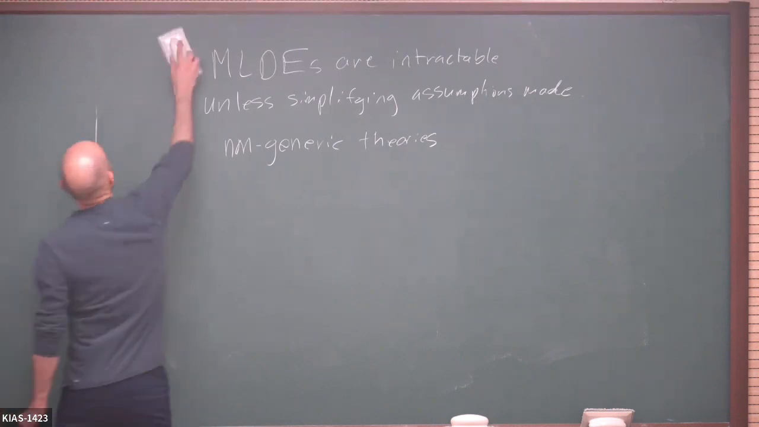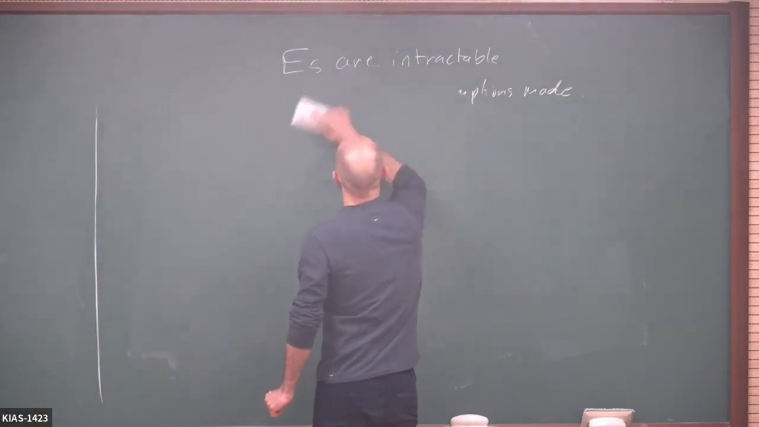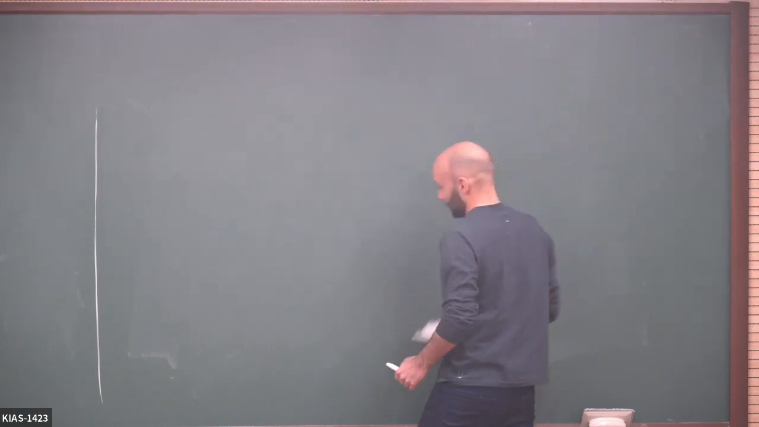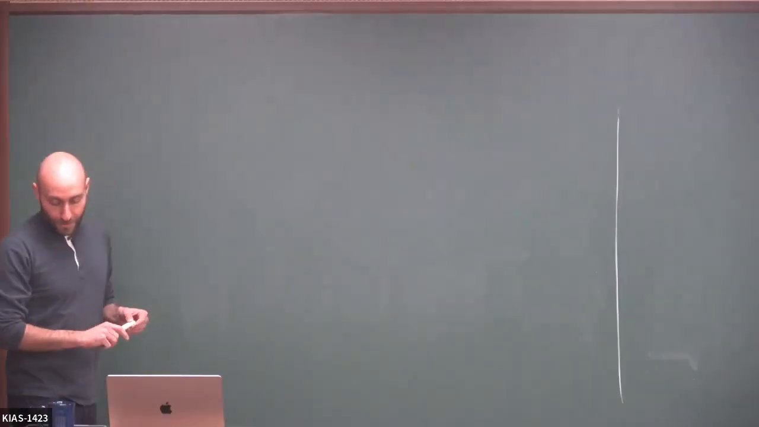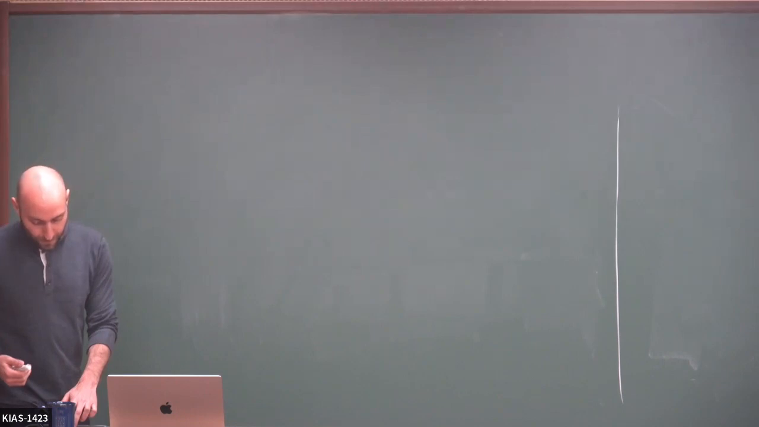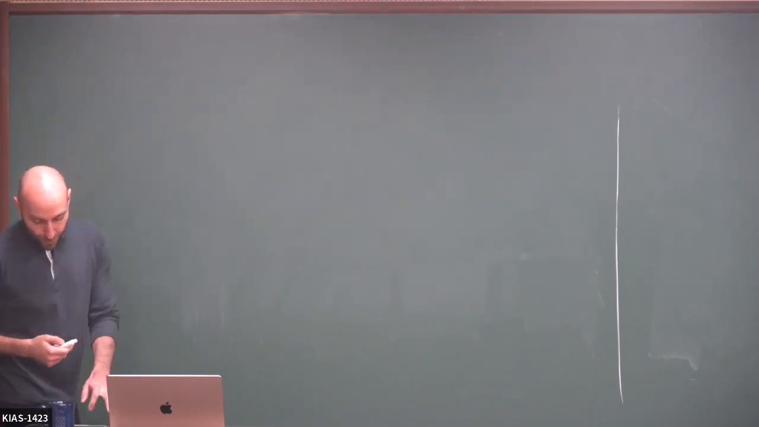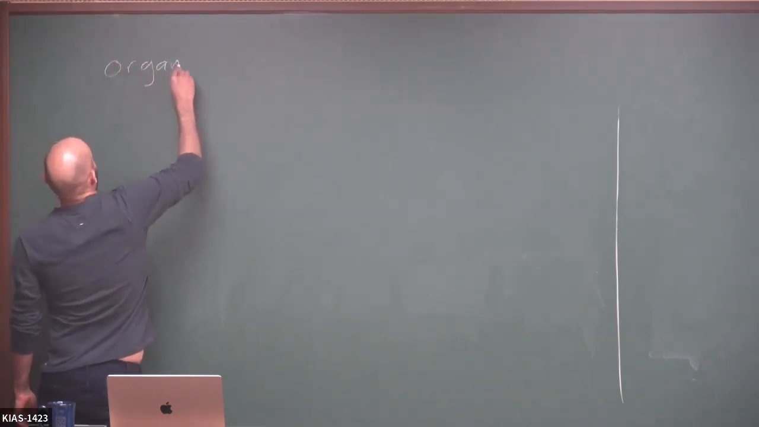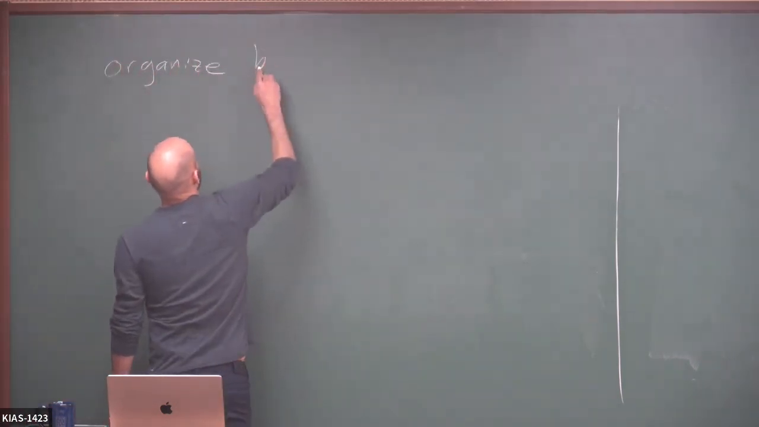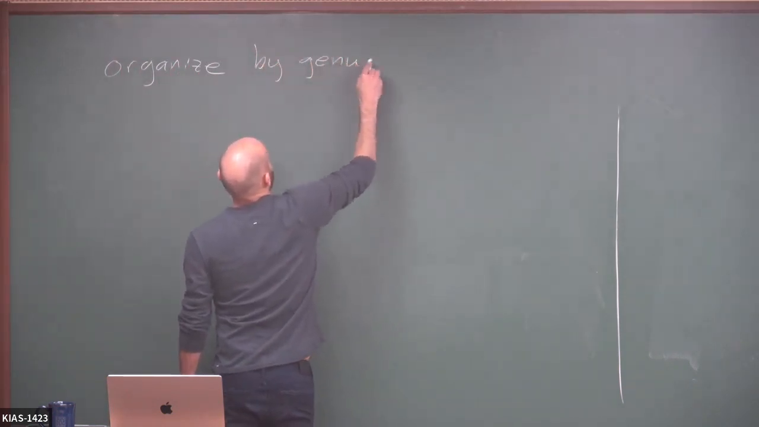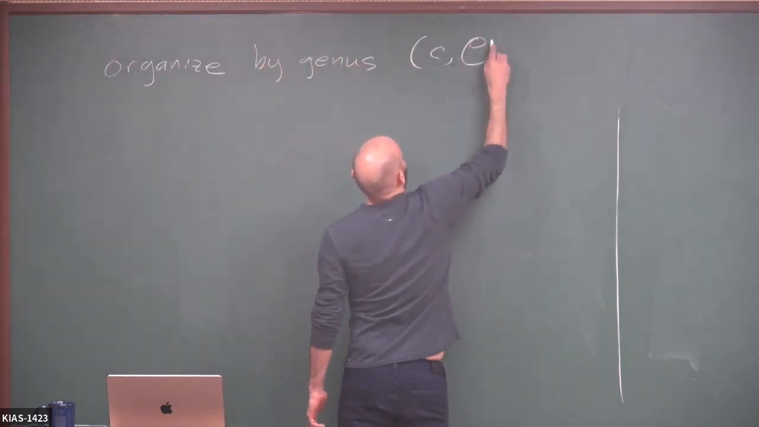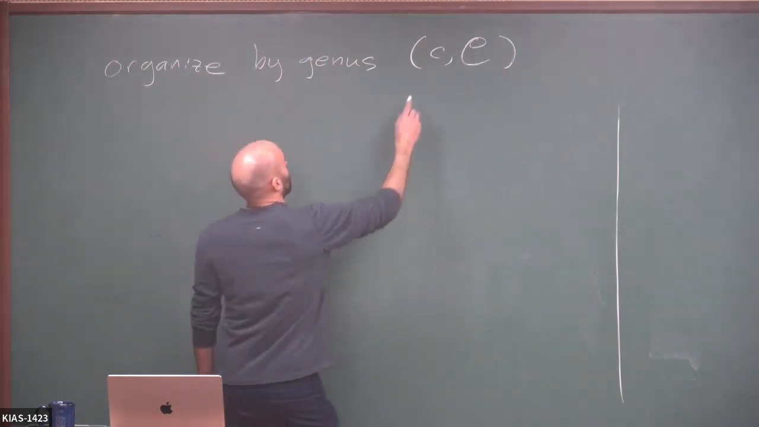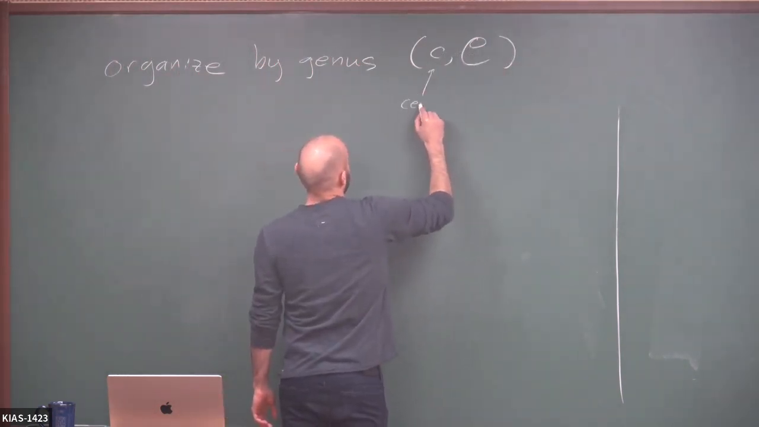And I'll illustrate these tools in the context of theories with p equals 2, but everything I say will be more general. It'll complicate the notation if I try and be more general right now. So let me reorganize the classification one more time. I'm going to organize by the genus. So this is central charge again.